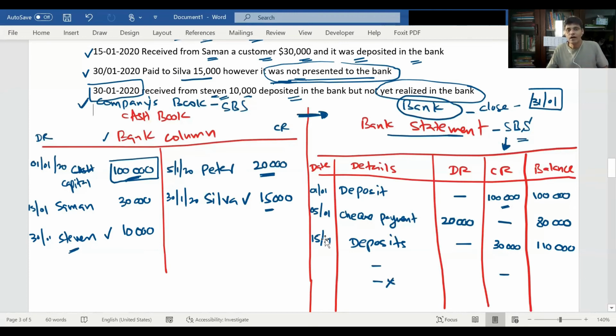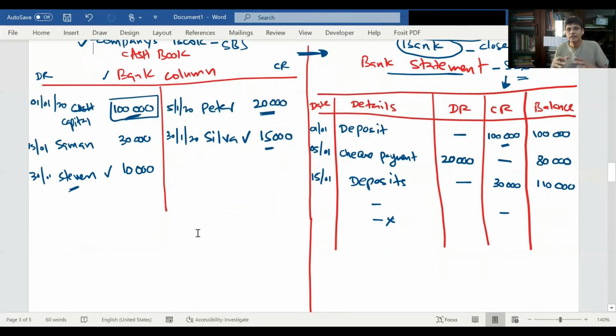Now we are moving towards the end of the month. We have to close the books, right? Now what will he do? Our accountant has to balance this account. So what is the debit side? He deposited initially 100.